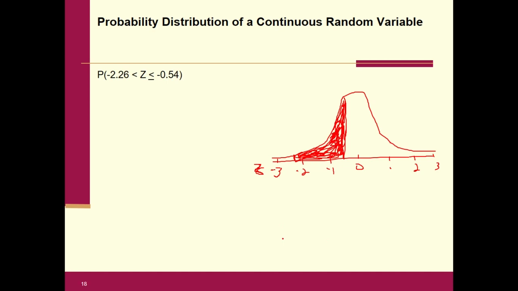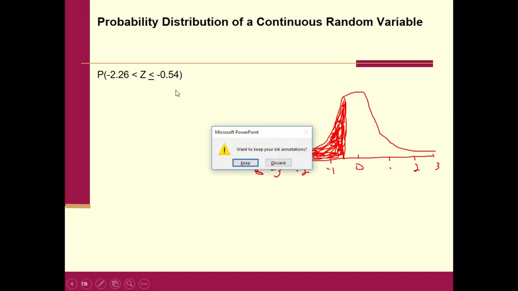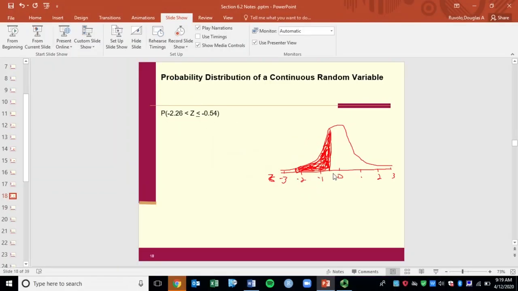Okay, so we're going to get out of this. But which number are we going to look up first? We're actually going to look up 0.54 first, right? Because remember, that's going to be from here all the way over to negative infinity, 0.54. And then we got to look up negative 2.26, and that could be from here to there. And we got to do a little subtracting. Okay. Okay, so let's look up a negative 0.54.